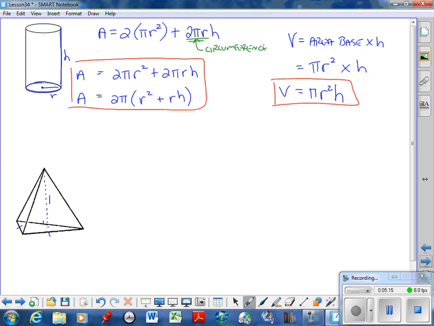We're going to need an H, and we're going to need a slant length. So let's call the three equal sides length B, and we're going to go from there. So let's start with our volume formula.